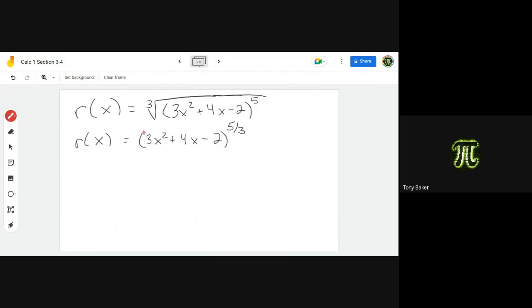Yeah. So we're going to take this, and you can use whatever letters you want. So that would be the g of x is 3x squared plus 4x minus 2. What's the derivative of g of x? Six x plus 4. Okay.